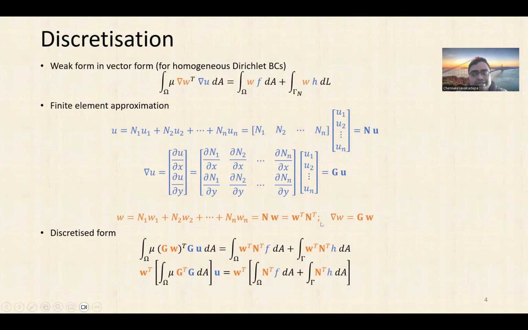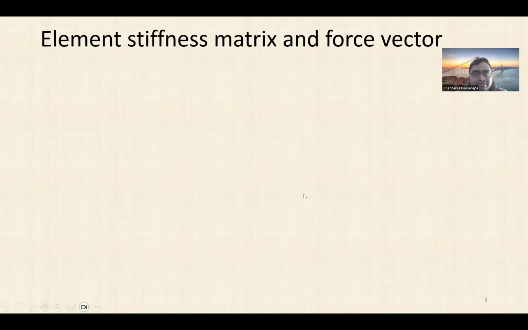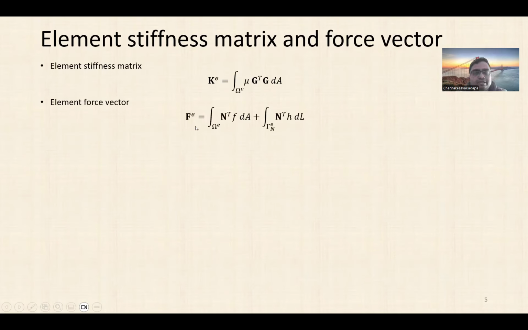Once we apply this at the element level, we have the element stiffness matrix and element force vector. This is our element stiffness matrix and this is our element force vector. Here the element force vector has two parts. One is coming from the source term f and the other one is coming from the Neumann boundary condition h. This is like specified flux.